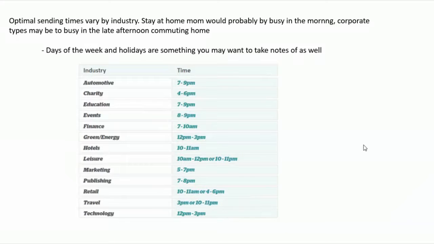So optimal sending times actually vary by industry depending on what it is you guys are talking about. A good example of that is the difference between a single mom, most likely busy in the morning, but someone in the corporate world later in the afternoon is probably commuting back home, driving, or on the bus or something like that, and it may not necessarily be the best time to message them around then. So days of the week and holidays also play into factors and something that you're going to want to pay attention to. This is just a little bonus for you guys about some of the overall industries and when it might be a good time to send some of these emails for those people.